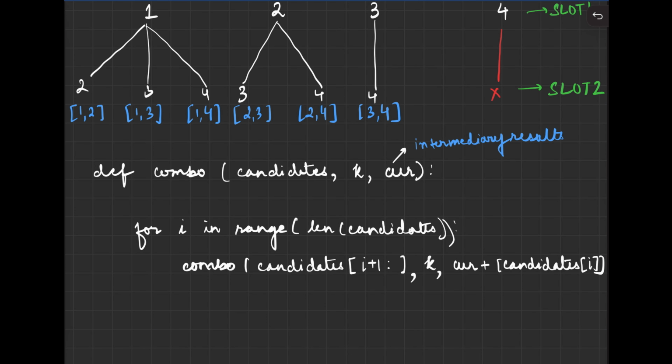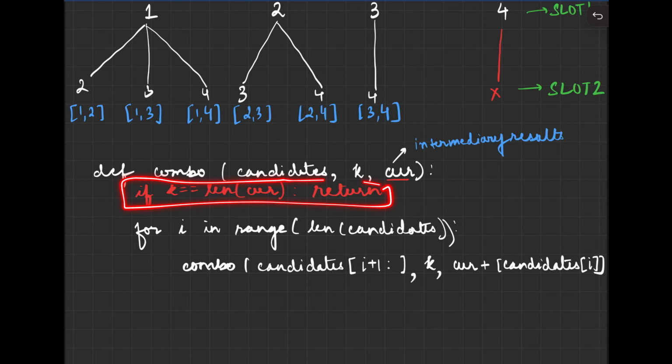We also have to add a terminal condition. So what will the terminal condition be? As soon as the length of current becomes equal to k, which means all our slots have been filled, that is where we return. So we just say if k equals the length of current, we return. So this becomes our terminal condition. This is our core logic.